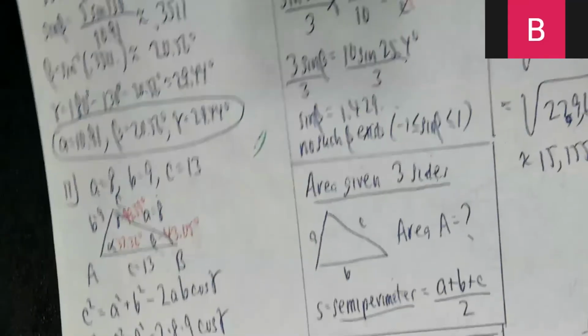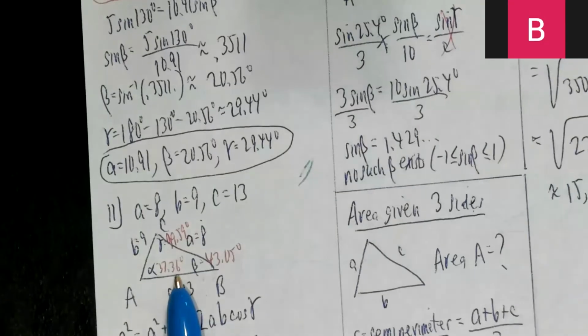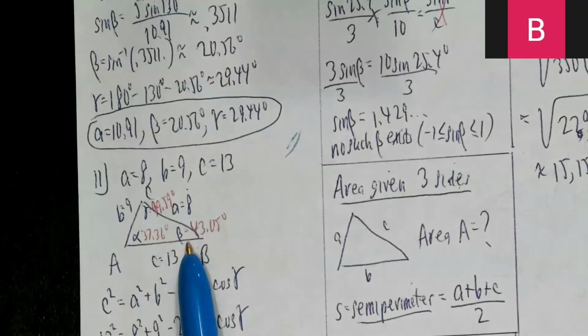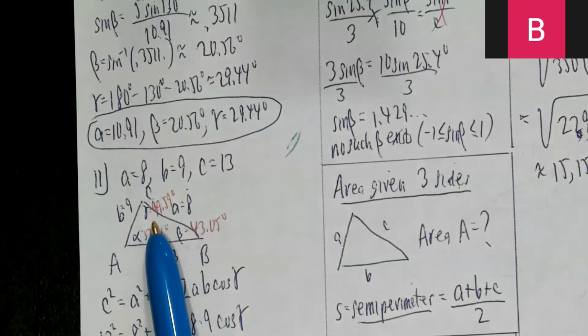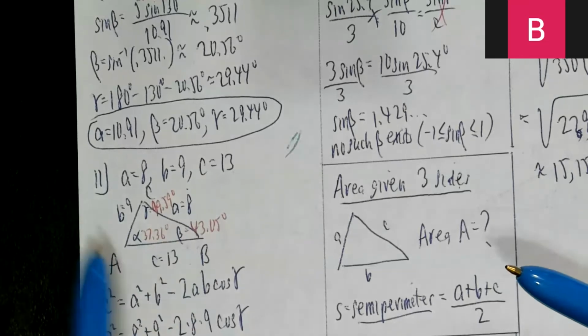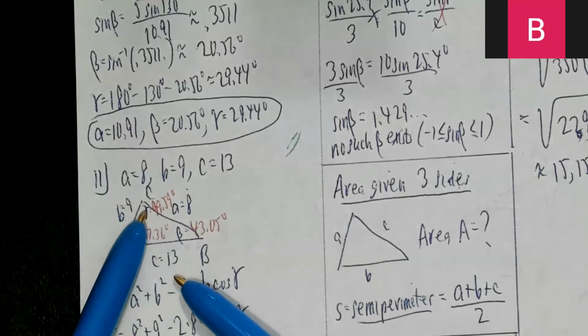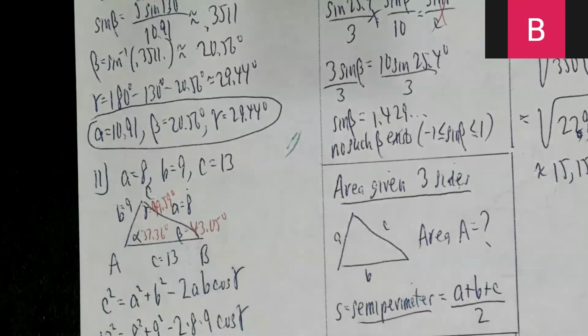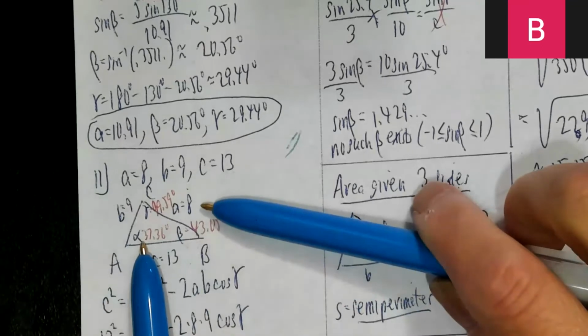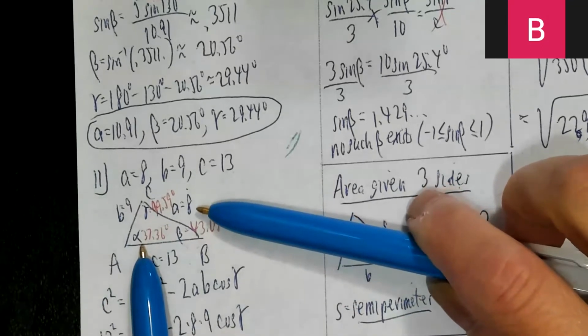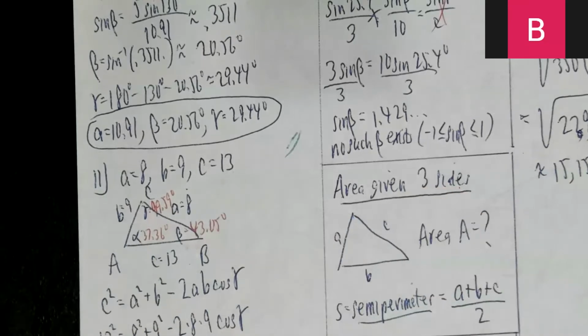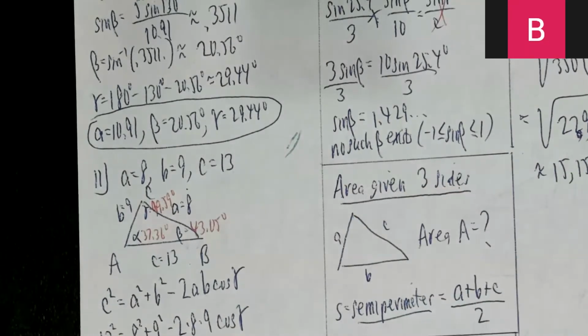Okay, so it looks like this now. 37.36, 43.05, 99.59. And double check, largest angle, largest side, opposite. That's correct. And smallest with smallest. Smallest angle, smallest side, yes. So that's kind of verified.